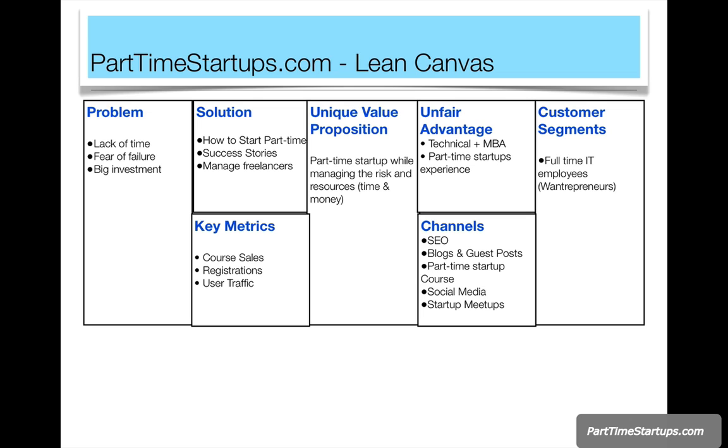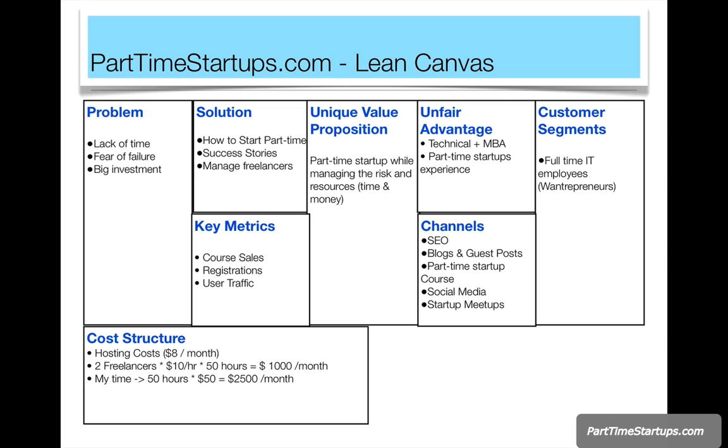And then key metrics. How do I measure the progress of this website? How much I'm selling this course, right? If I'm selling to 1,000 people, that's a very good thing. The course sales, and then registrations: who is registering on my site, who is visiting, and how much time they are spending, the user traffic. Okay, so far so good.